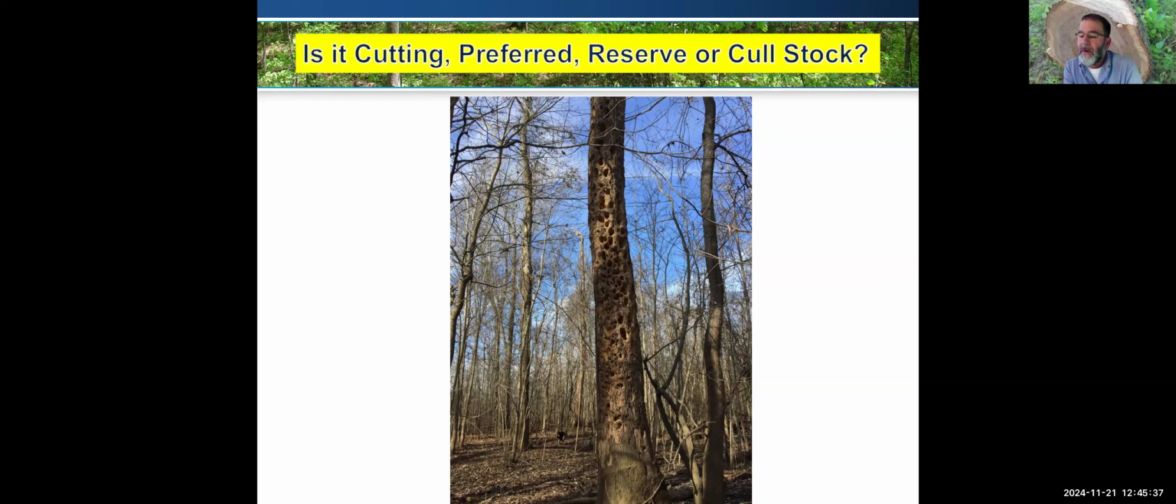Okay. Yeah, that's a good call. For the most part, it's a cull. I would call that an apartment complex. Actually, I think the argument could be made. Some people might call it a reserve tree or preferred if you're thinking wildlife. But for the purpose of the discussion today, that's an example of a cull. So let's see if we can go to the next one.